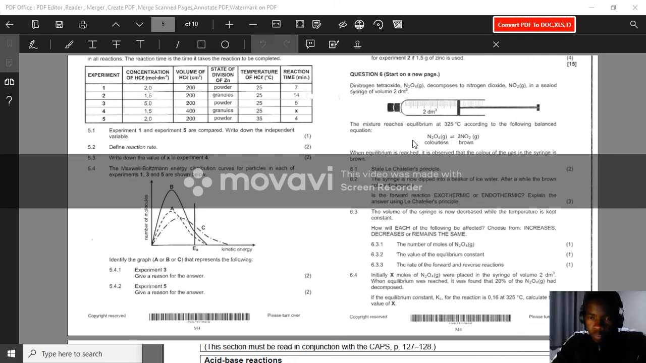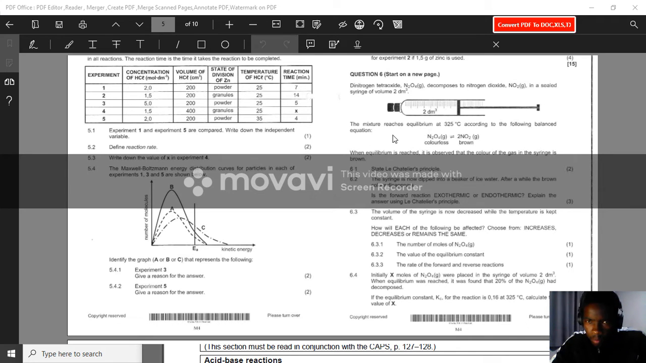So the purpose of this video is to show you how to answer the questions if you are asked questions like this, and I'm interested in 6.4, so that I will show you how to use KC to get initial moles, because in most cases we used to be given initial moles, and then we are asked to get KC. So I will go through this question.